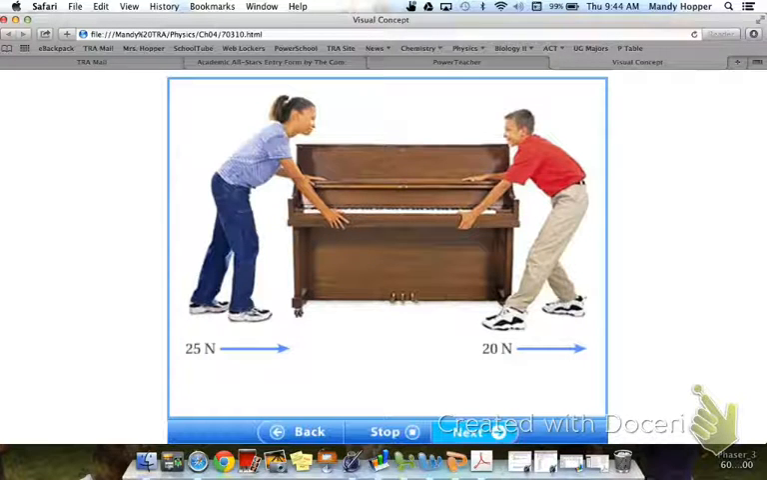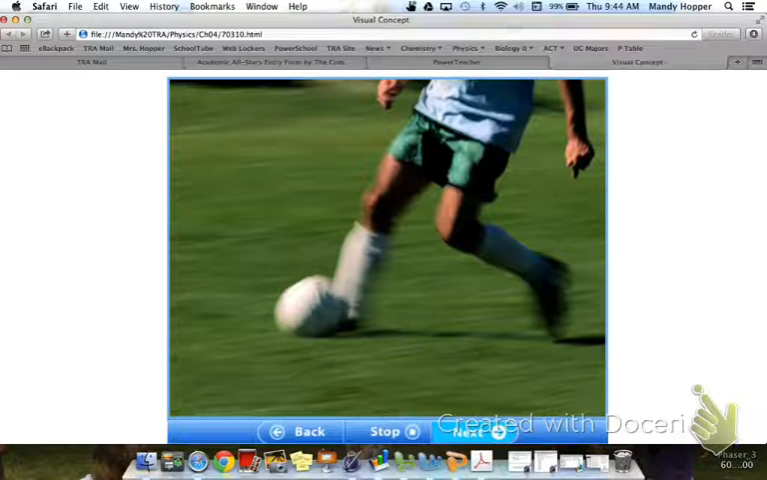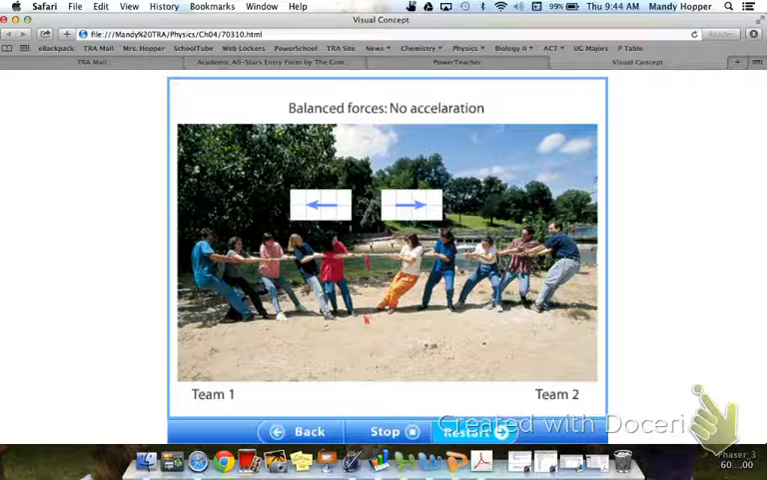Together, the students are exerting a net force on the piano. This net force is an unbalanced force on the piano and causes the piano to move to the right. An unbalanced force is always necessary to move an object from rest. An unbalanced force is also necessary to change the motion of an object that is already moving. Balanced forces cause no change in the motion of an object, whether it is moving or at rest.